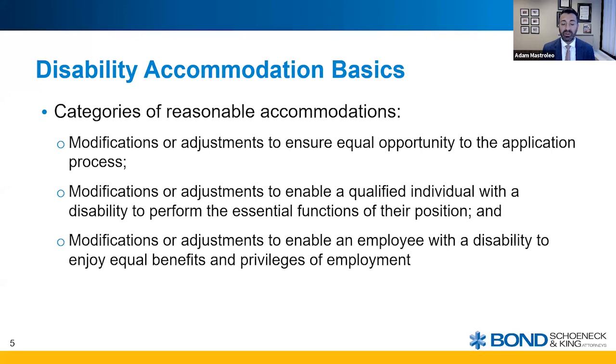Another type or category of reasonable accommodation is modifications or adjustments to enable a qualified individual with a disability to perform the essential functions of their position. These are the accommodations that most of you are probably most familiar with, when someone comes to you as an HR professional and says, I have this medical condition and I need an accommodation. The third category are modifications or adjustments to enable an employee with a disability to enjoy equal benefits and privileges of employment. This category encompasses things such as equal access to lunchrooms, restrooms, meeting rooms, etc., for all employees, including disabled employees.